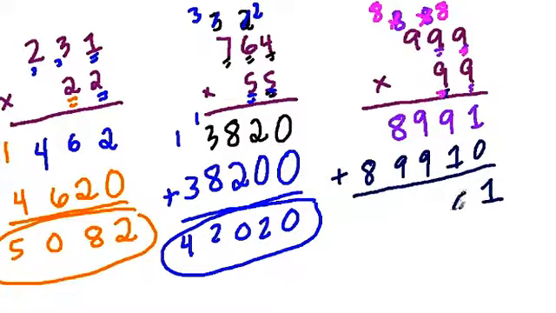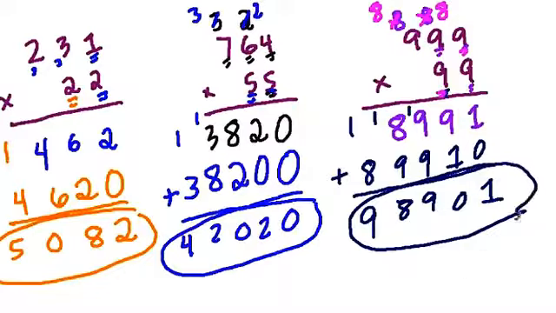So we have 1, 10, 18. 9 plus 9 is 18 plus 1 is 19. 9 plus 8 is 17, plus 1 is 18. 8 plus 1 is 9. So this is what I get, 98,901.